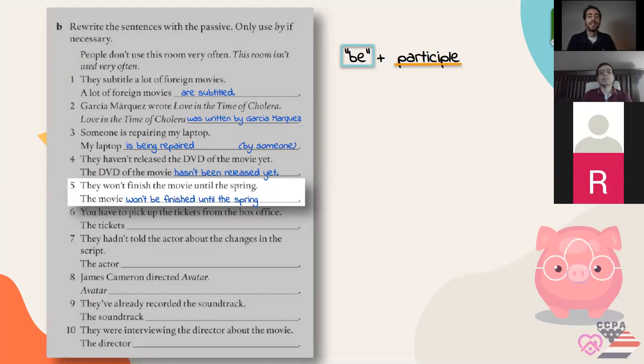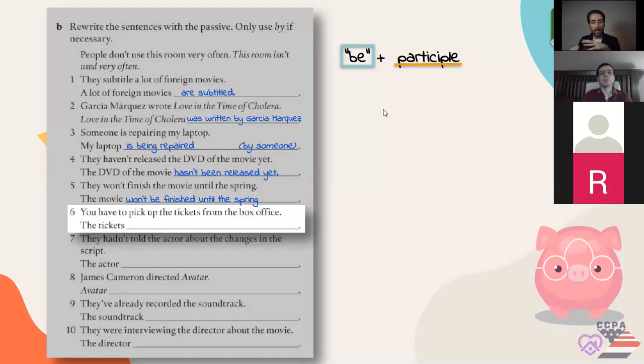So yes, the movie won't be released. Sorry, won't be finished until the spring. Good. Let's continue. Number 6. You have to pick up the tickets from the box office. This is a bit harder. Let's see if you can come up with this one. I don't know. I think it's tricky. Let's see.